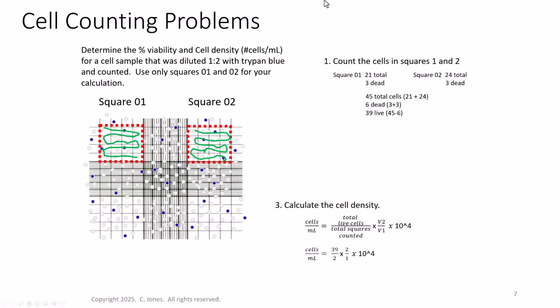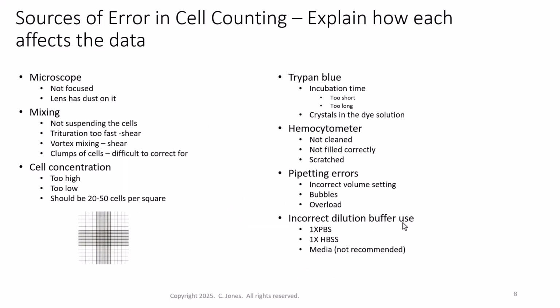It's 39 live cells from here. We counted 2 squares, right? Square 1 and square 2, so it's 39 divided by 2, times our 1 to 2 dilution factor. So this is going to be 2 over 1 in order to account for the fact that we made the number of cells half, times our hemocytometer correction factor. So we multiply all this out, and this turns out to be 3.90 times 10 to the 5th cells per mL, and again, 3 significant figures. Okay, so not that hard.